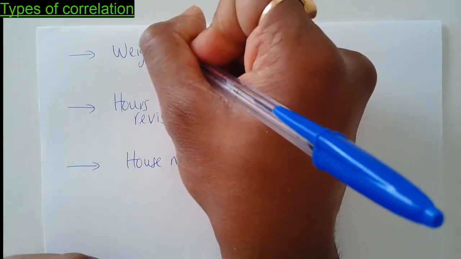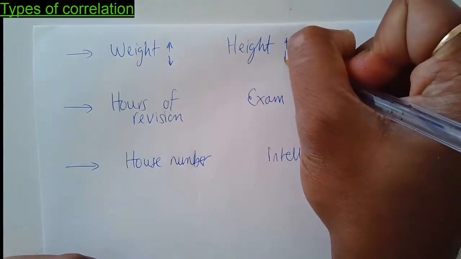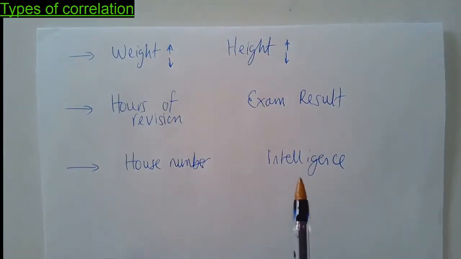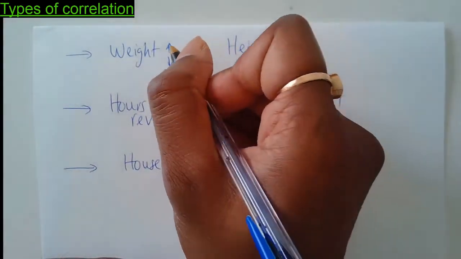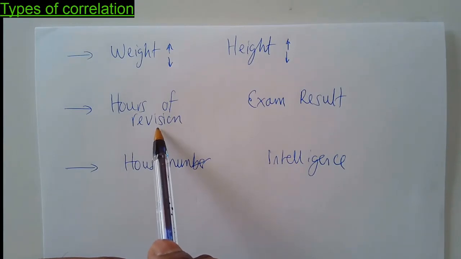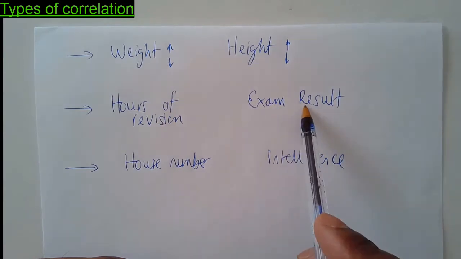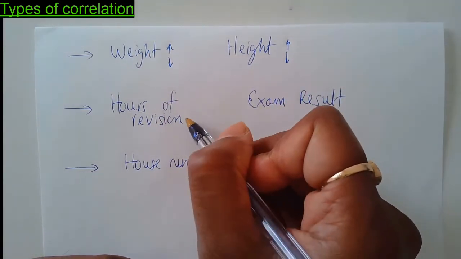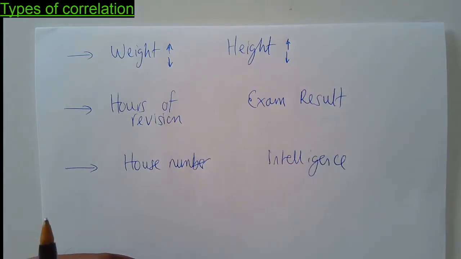So as weight goes up, height goes up. And if weight goes down, height goes down. So what we call a positive correlation. This one here, hours of revision and exam result. Well, we know the more you revise, the better the exam results. So if the hours of revision goes up, exam results go up as well. This is also an example of positive correlation or a positive association.